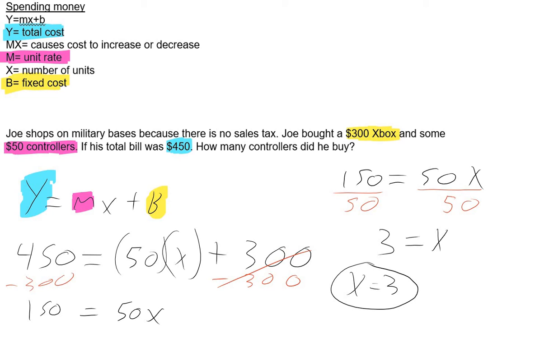And this is now seen to be representing our number of units, our number of controllers. So he got 3 controllers, and that's good because after 4 you're kind of getting ridiculous with Xbox controllers.